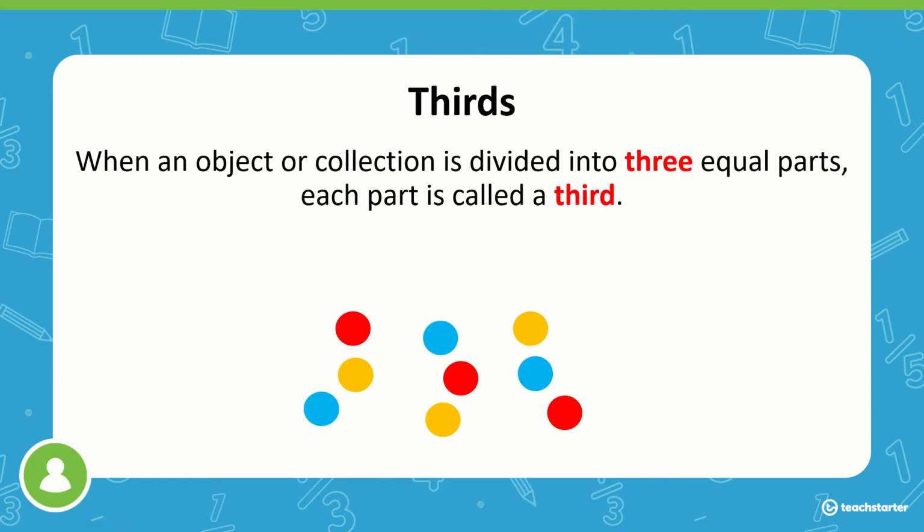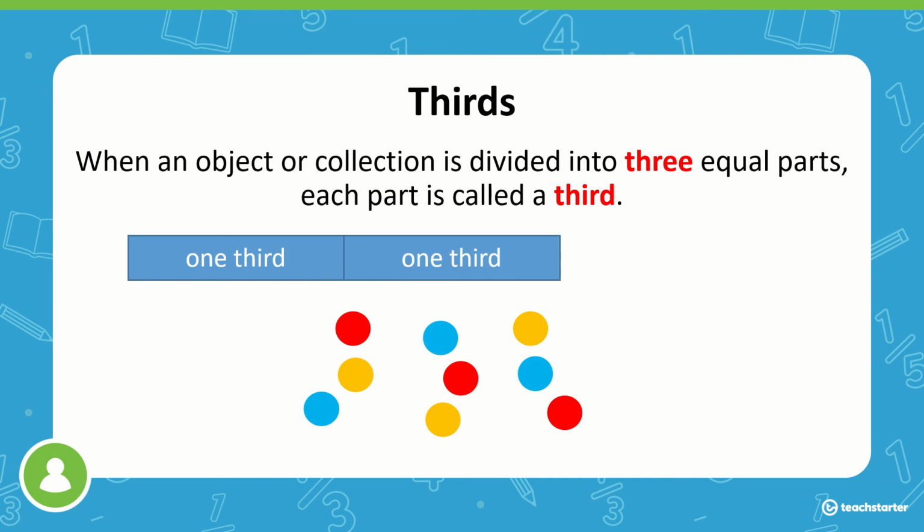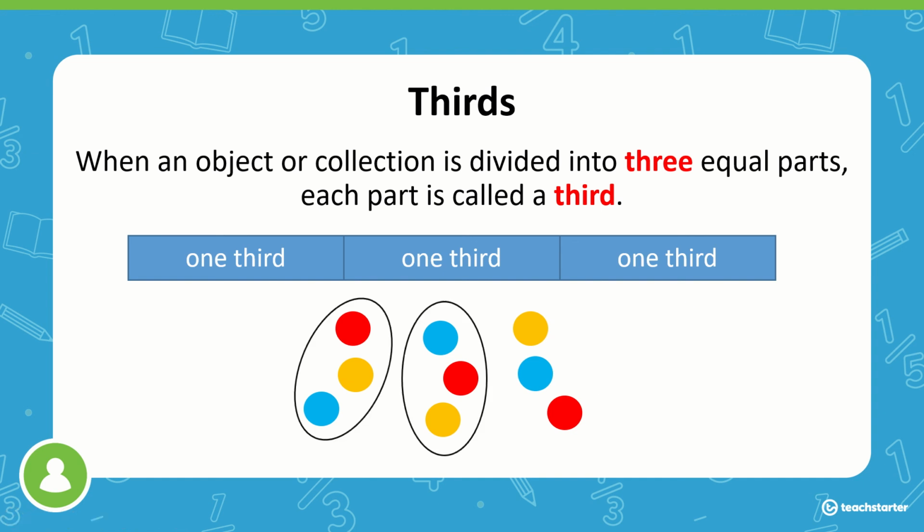All right, let's have a look at thirds. When an object or a collection is divided into 3 parts. Now thirds, remember, half is 2 parts, quarters is 4 parts, thirds is 3 parts. If it's 3 equal parts, then each part is called a third. So 1/3 plus another third plus another third, that is a whole, because there are 3 parts, 1, 2, 3. Or you might have a collection of these dots. And if you split it into 1, 2, 3 groups, then that's 1/3, 2/3, 3/3, okay? Because they're all in equal groups. They all have 3 in each group.